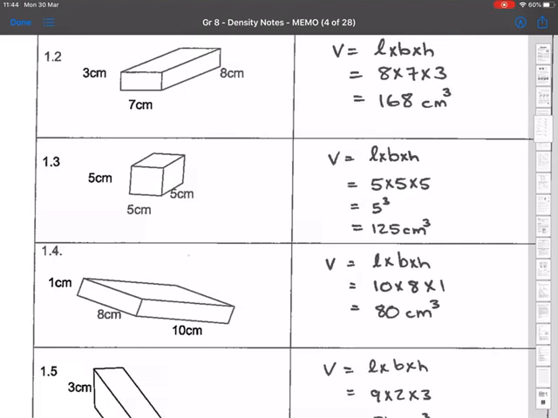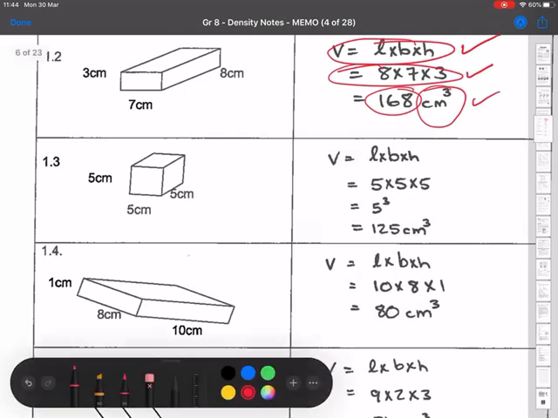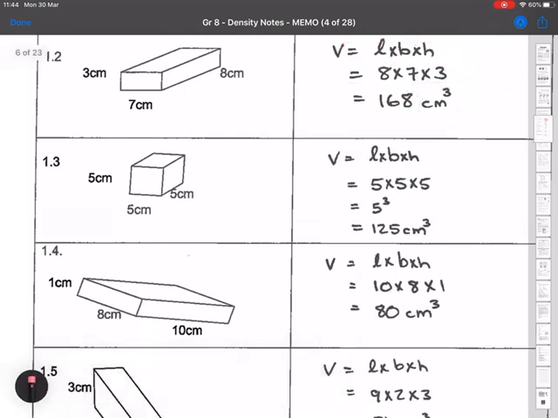Please make sure that for every single one, I know it's a lot to do every single time, but you need to write down your formula, then your substitution, and then your answer, and make sure you've also got units. If you leave out any one of those 4 parts, you will lose marks. So when we mark this, you get a mark for your formula, a mark for substituting the correct values, and a mark for your answer with the correct units. Please don't forget any of those steps.